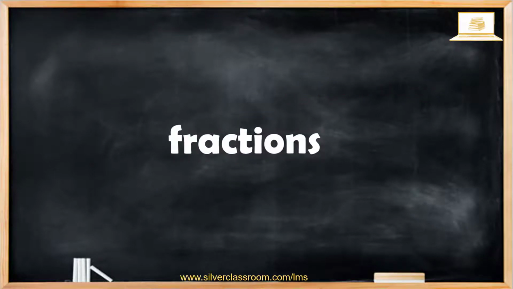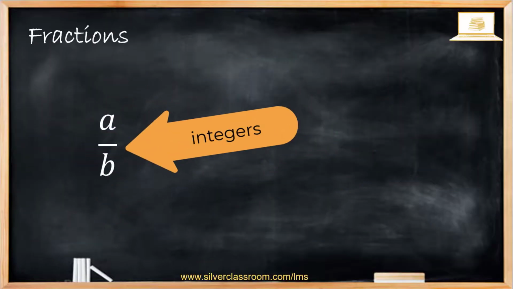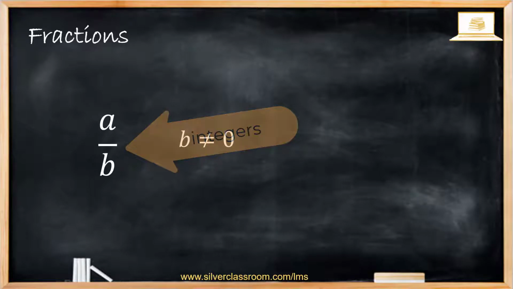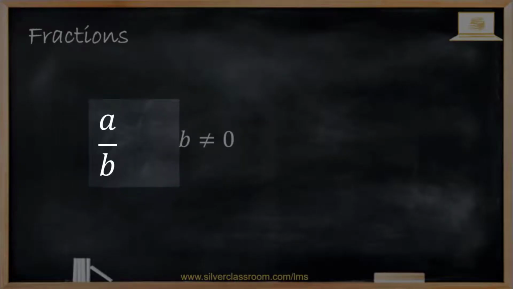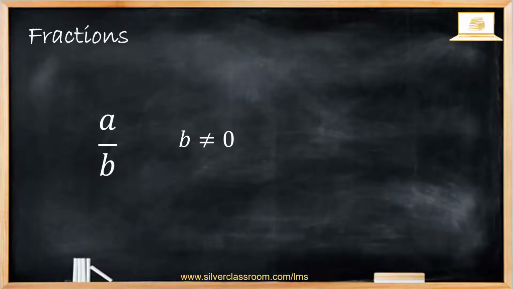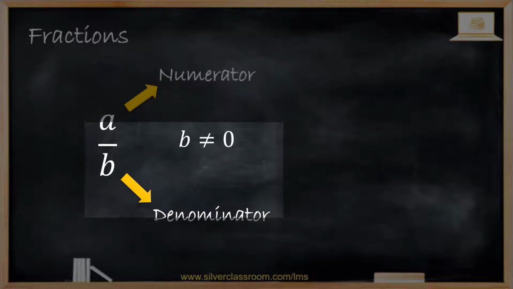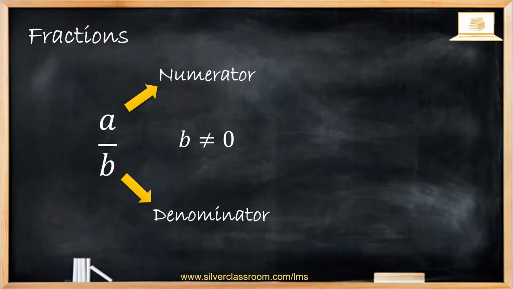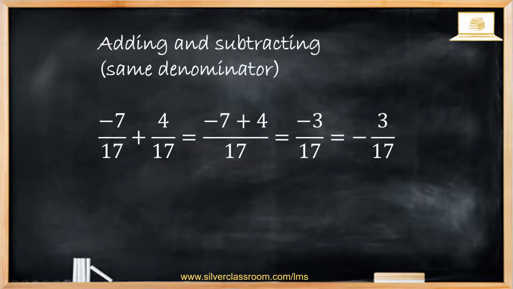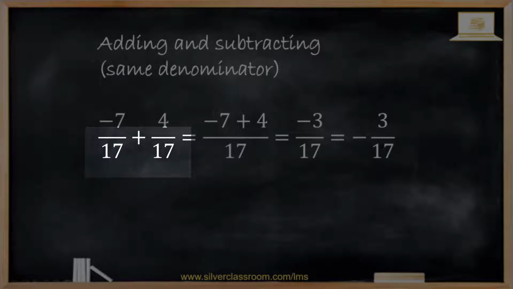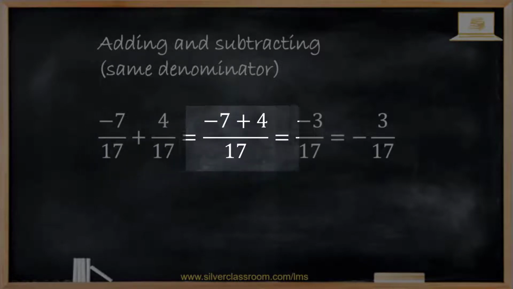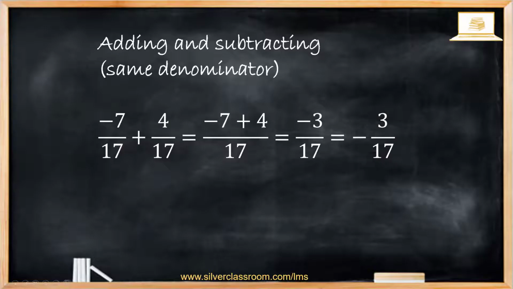Fractions. A fraction is a number of the form a over b, where a and b are integers and b is not equal to 0. The integer a is called the numerator of the fraction and b is called the denominator. To add two fractions with the same denominator, you add the numerators and keep the same denominator.